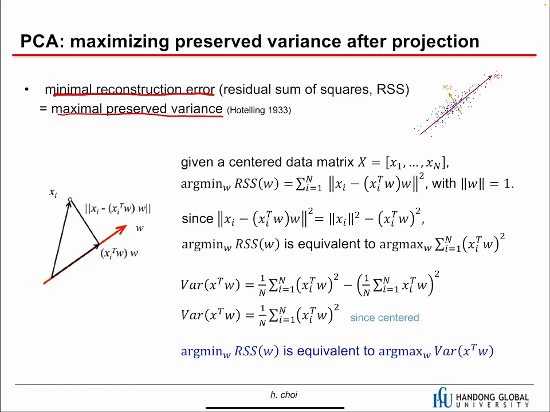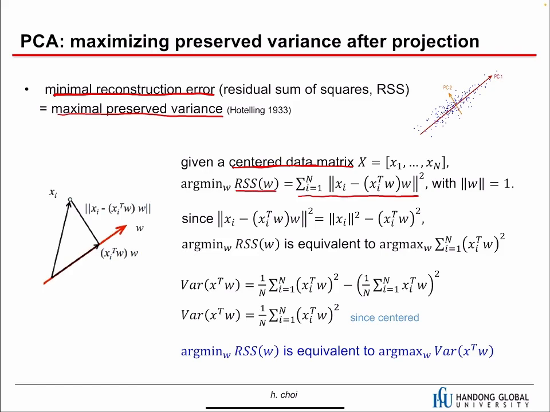So given a centered data matrix, the centered data matrix means when we calculate the average of these data samples, the average is the origin, a zero vector. Okay, so we can do that. And many times we do this, or sometimes we assume this. Okay, and when we have a centered data matrix X, then RSS, the reconstruction error, can be represented by this.